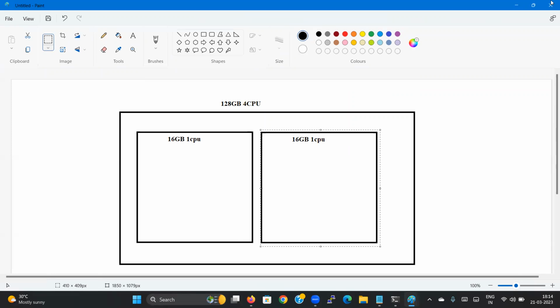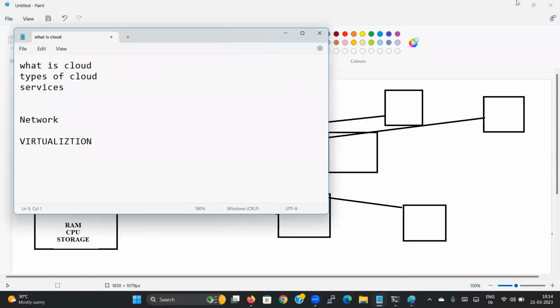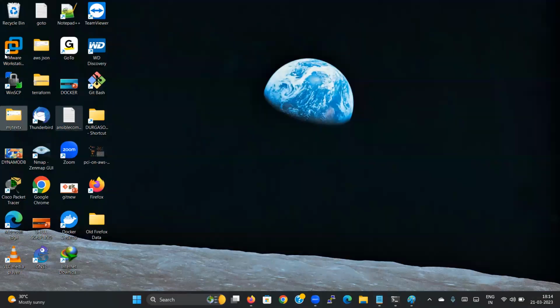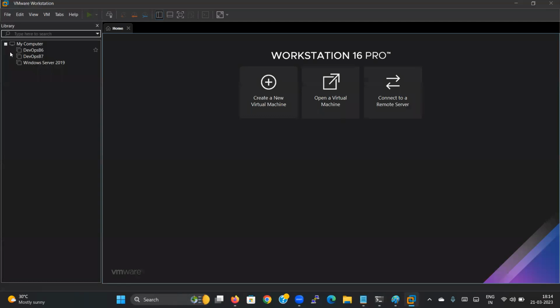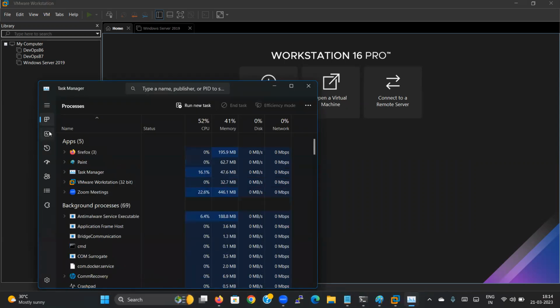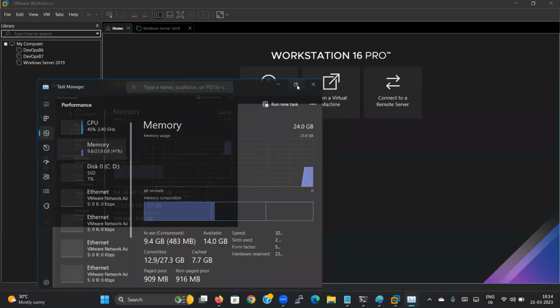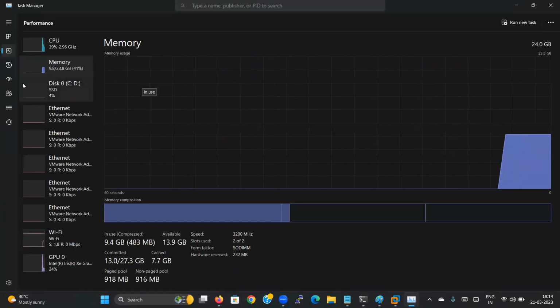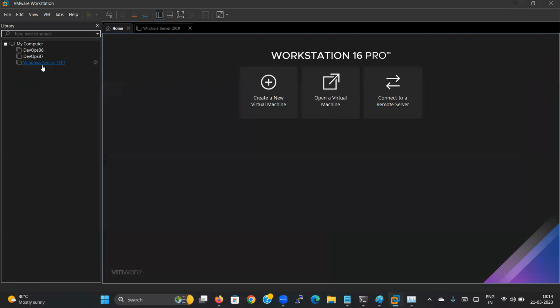For example, if you see here, this is my laptop. Inside my laptop, I have 24 GB of RAM. This is my virtual machine. Just for your understanding, this is the physical machine which I am using right now, and this is the virtualization software which I am using. If you can see here, the RAM consumption is 9.8 GB of RAM overall. Now I will turn on my servers.